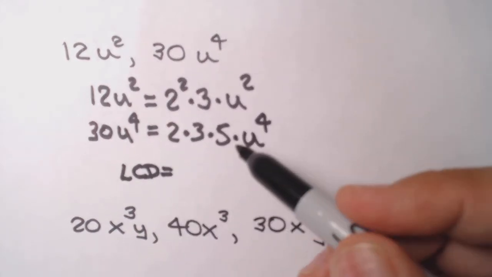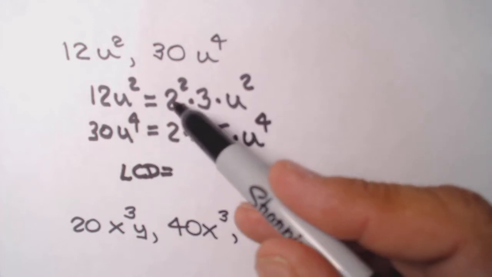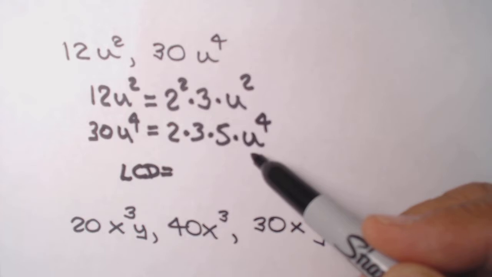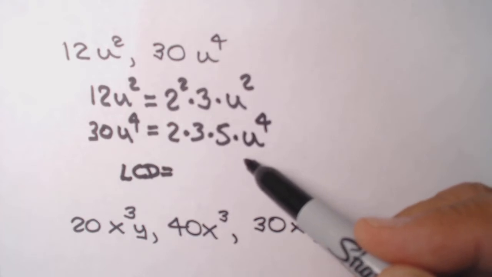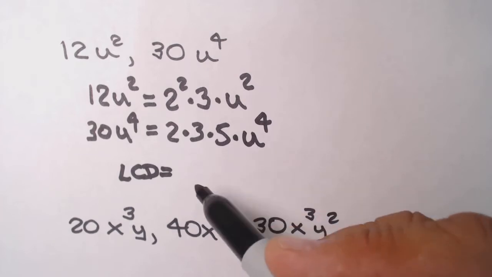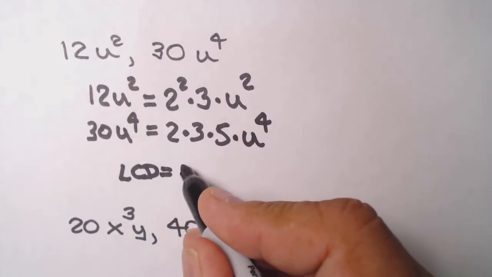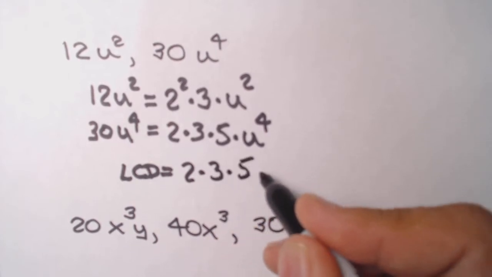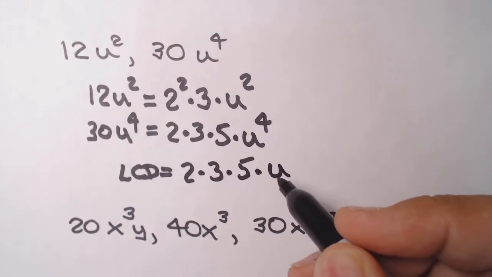So go back and list the different bases. I see 2's, I see 3's, and I see 5's, and I see u's. Remember, you put each base down only once in the LCD answer. So we got 2's, as we said, we got 3's, we got 5's, and we got u's.